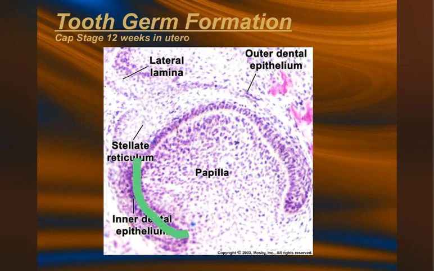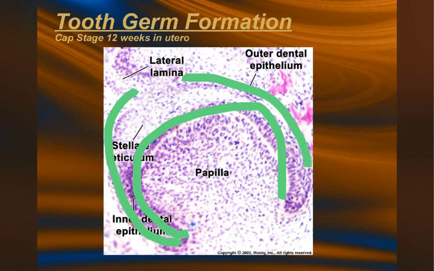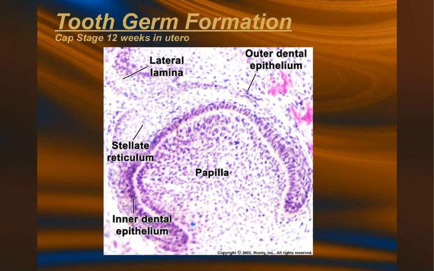Here, the cells of the internal enamel epithelium are columnar, cells of the outer enamel epithelium cuboidal. And always, columnar cells are more active than cuboidal cells. And cuboidal cells are more active than flat cells. The outer dental epithelium, outer enamel epithelium, are either cuboidal or flat, while the internal enamel epithelium is columnar, means more active.